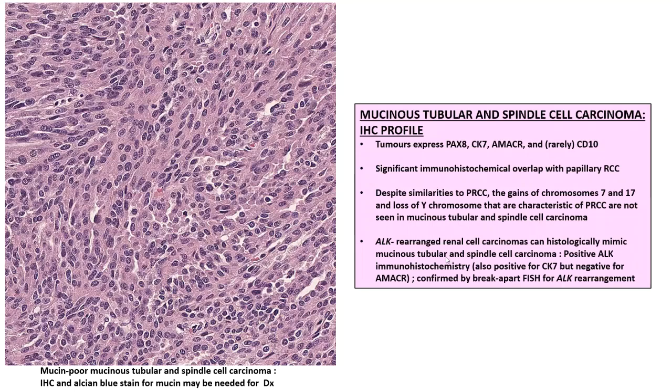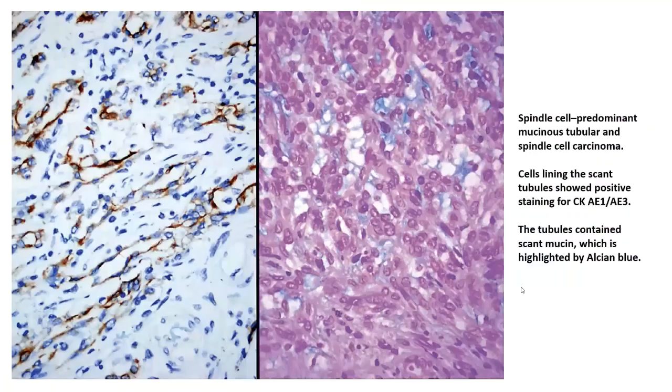can sometimes have a mucinous background along with a spindle cell rich population. However, these elongated tubules that we have described over here usually are not well appreciable in the case of ALK-rearranged renal cell carcinomas. And of course, immunohistochemistry will help because those tumors are positive for CK7 and negative for AMACR, and express ALK by immunohistochemistry. And you will confirm that by doing a break-apart FISH for ALK rearrangements.